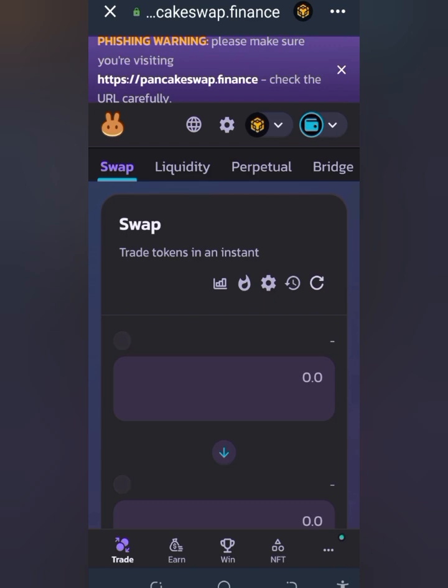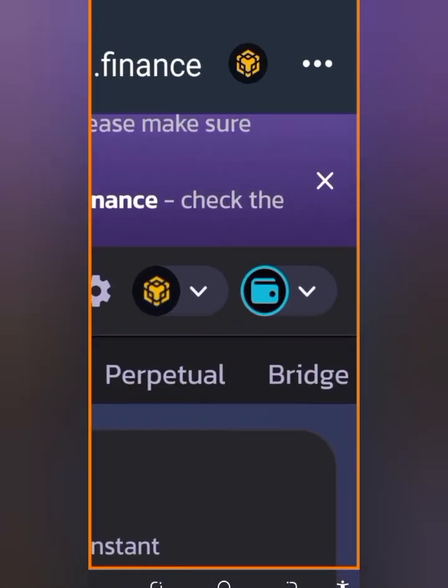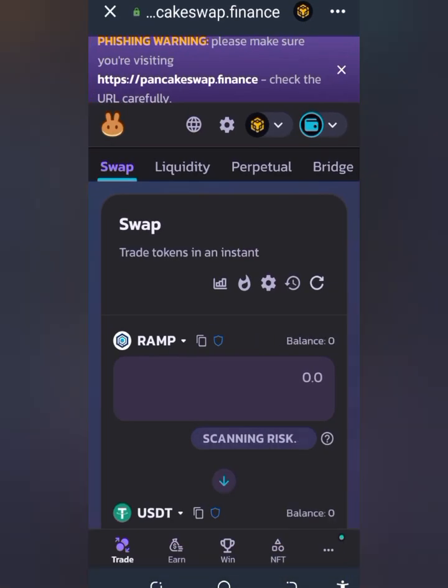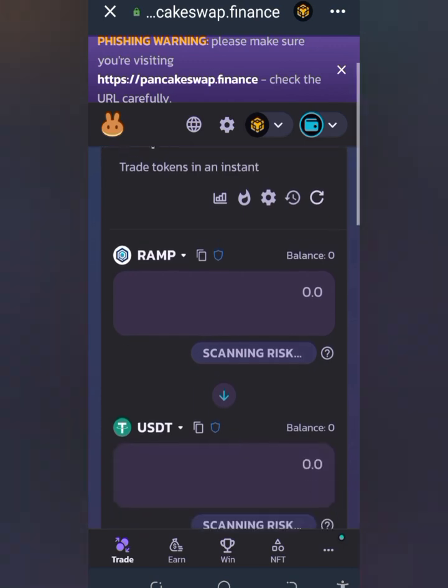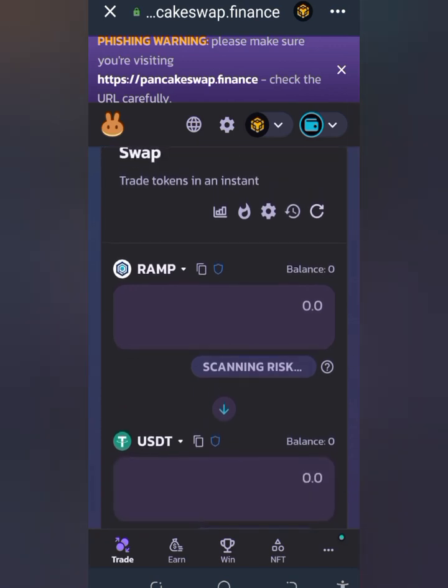PancakeSwap. So I've already connected this, right? You're supposed to be on the BNB Smart Chain. You need to connect your wallet. I've already connected my wallet. So you can see here, by default you would see BNB and you will see Cake.